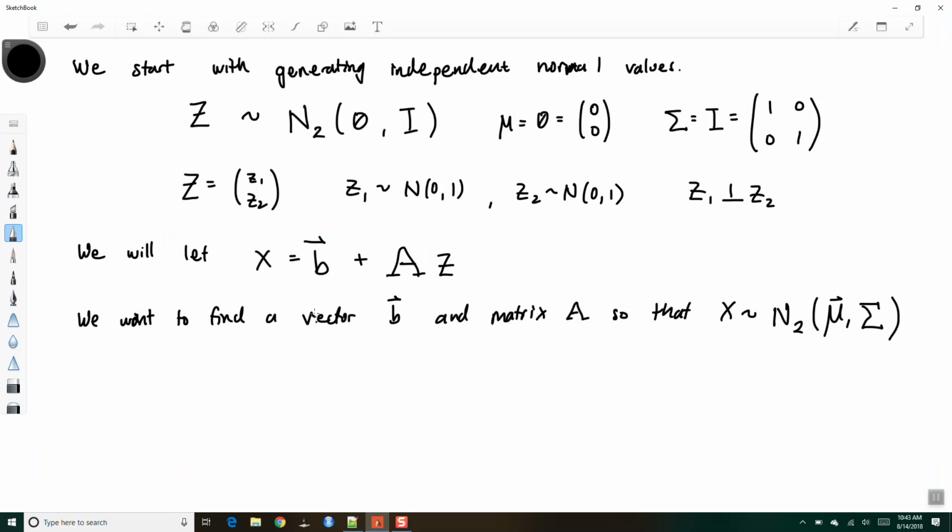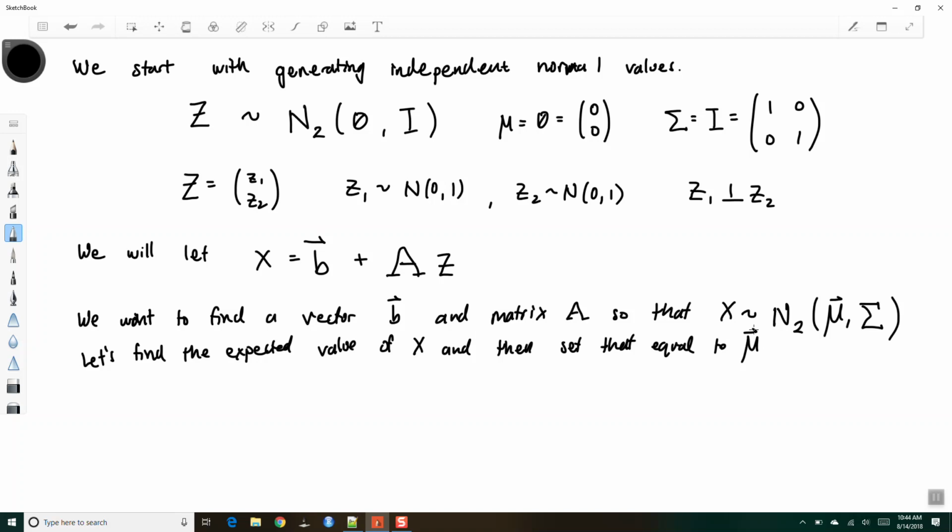All right, so we'll say this, and we will start off by saying, what is the expected value of X, and can we set the expected value of X to be equal to what we want, mu? Okay, and if we can, then at least our expected values will be taken care of, right? So let's find the expected value of X and then set that equal to our mu vector.